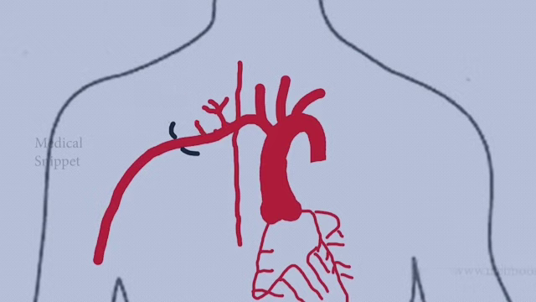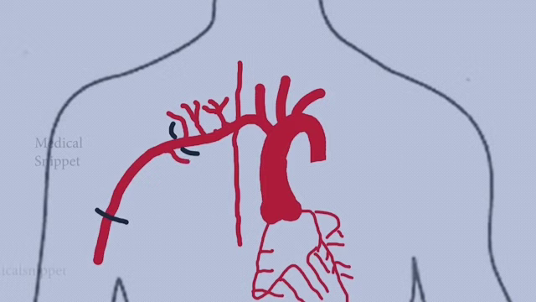Second part gives rise to costocervical trunk, which splits into superior intercostal and deep cervical artery. The third part gives rise to dorsal scapular artery. The subclavian artery continues as axillary artery, from the outer border of the first rib. It is divided into three parts by pectoralis minor muscle.